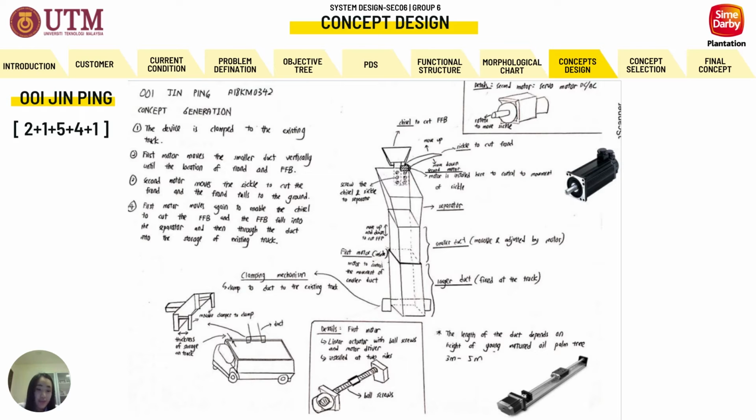For the second concept design, the idea comes from the automation engineering world. The main components of this design consist of chisel and sickle, smaller duct, larger duct, separator, clamping mechanism, and 2 motors. The sickle will be used to cut the frond, while the chisel will be used to cut the FFB.